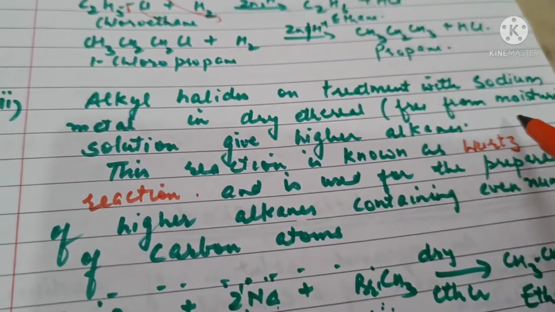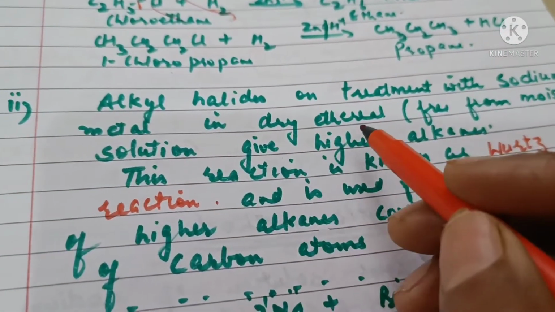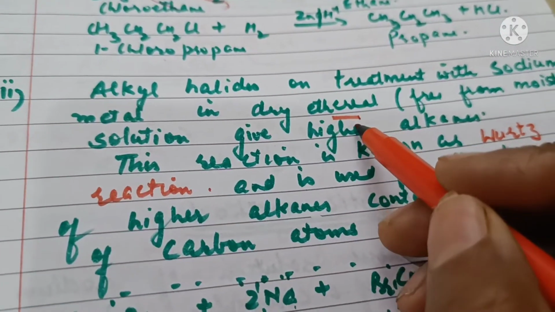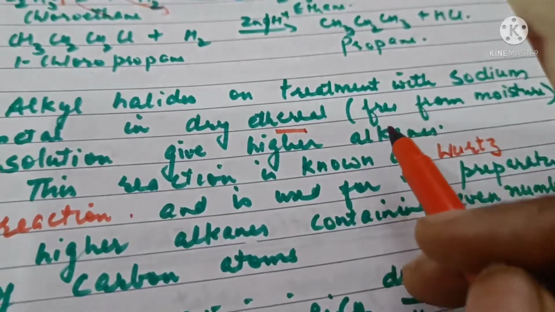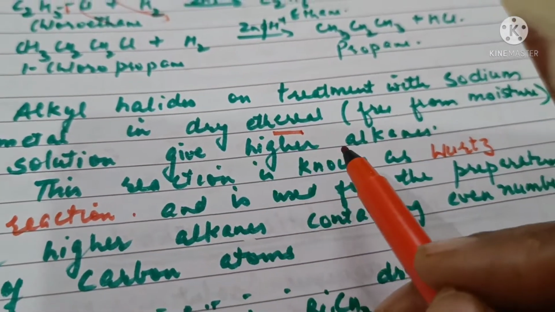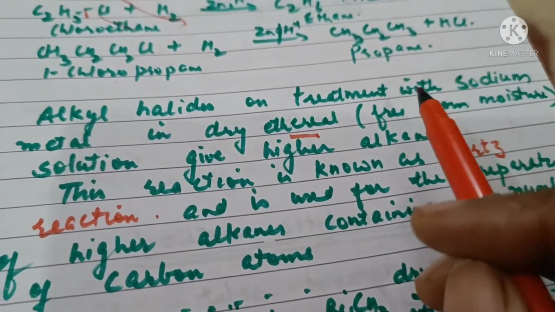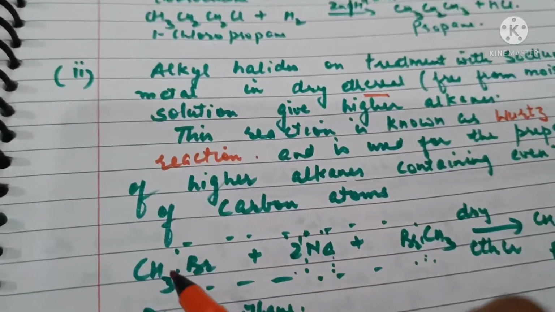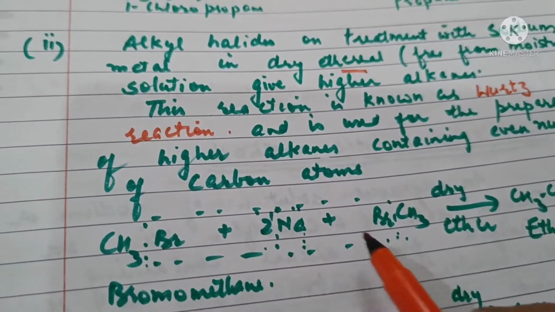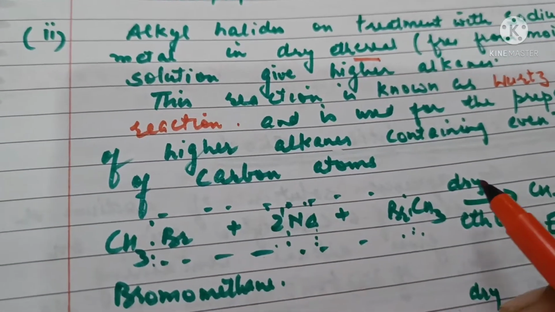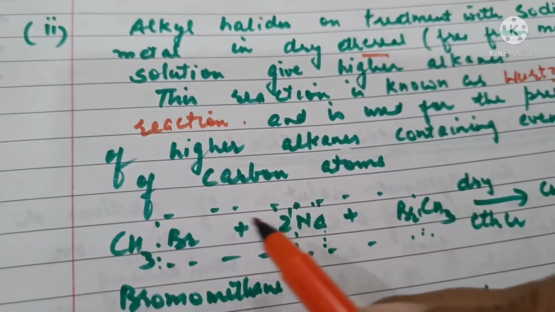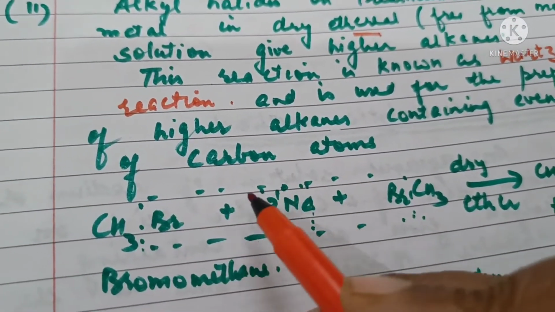Alkyl halides on treatment with sodium metal in dry ethereal solution form alkanes. This reaction is known as Wurtz reaction. The ethereal solution should be free from moisture. The two molecules of alkyl halide will react with sodium in presence of dry ether. Na and Br will combine to form NaBr.